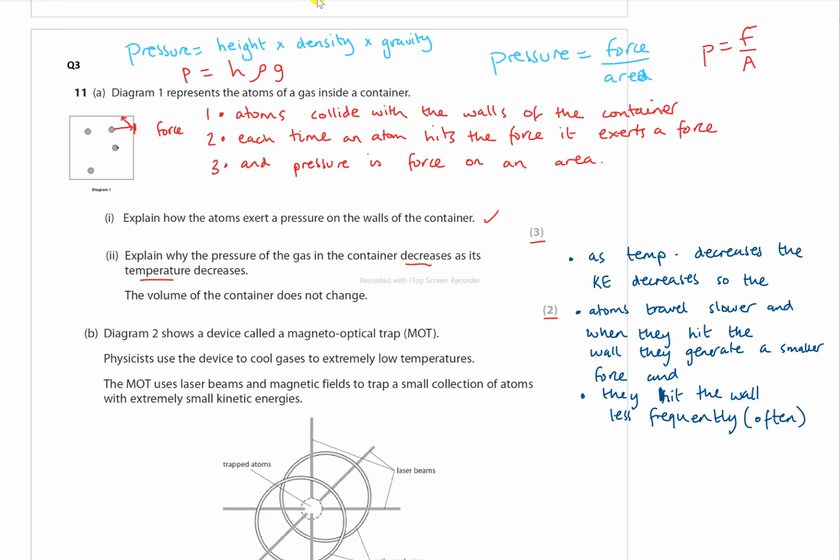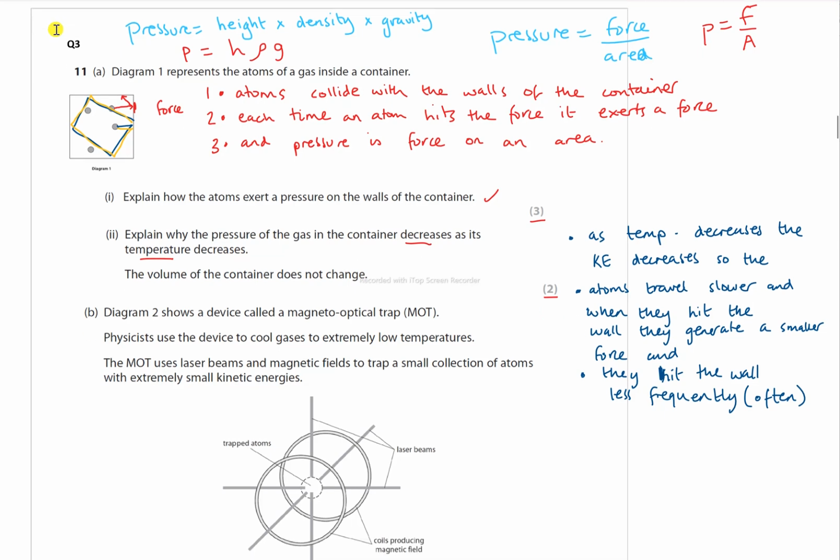That makes sense because look, when it's going quickly, it'll do this bing bing bing bing bong. When it's going slowly, it'll go bing, bing, bing, bing, bong. So it takes much longer. So overall, what's happening is you're getting less force on the area, so you've got a lower pressure. Right, okay. Let's move on.